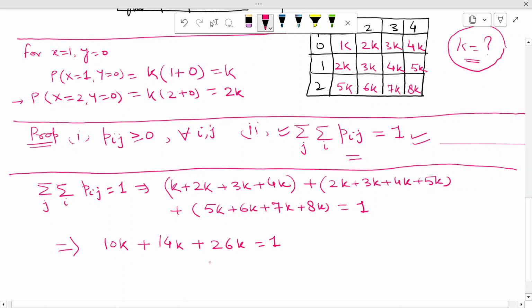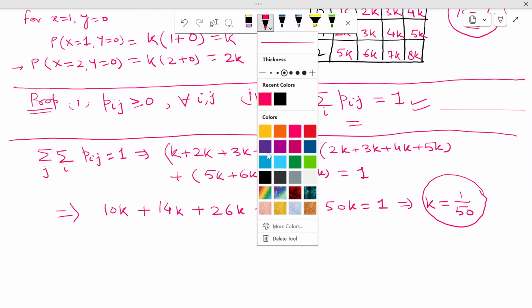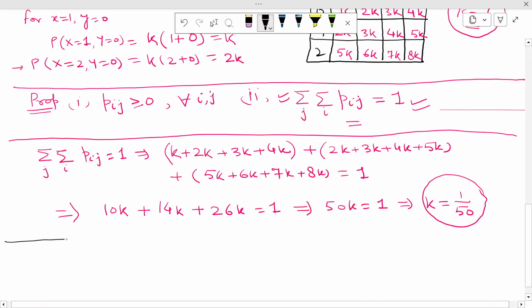Now when you add all these values, you will get 50k equals 1, and this finally provides you the value of the unknown, which is coming out as 1 by 50. So this is how we can find out the value of any unknown involved in the table or in the probability mass function. This is a very basic problem, and we should make use of this property in order to solve such problems.